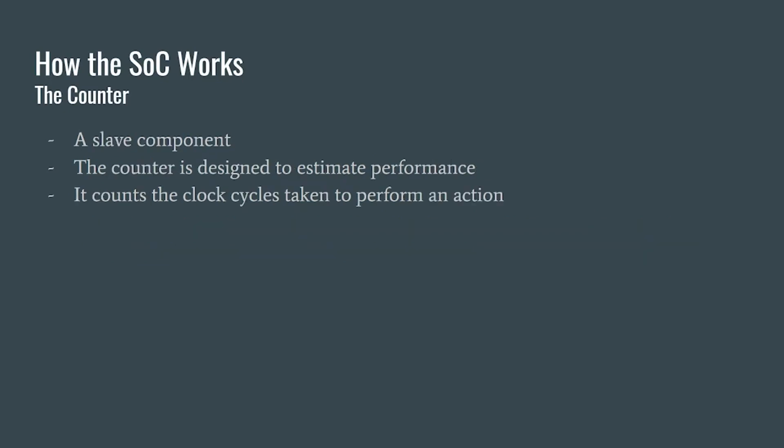The counter. The counter is a slave component, and it is designed to estimate performance. It counts the clock cycles taken to perform an action, and there can be many different counters going off at a single time. What the CPU can do is issue a command to counter number 4 to start counting the clock cycles for a given process. Later on, when the CPU wants to retrieve the data, it can issue another command to counter number 4, which tells the counter to stop counting, and then at that point the CPU can read the count.